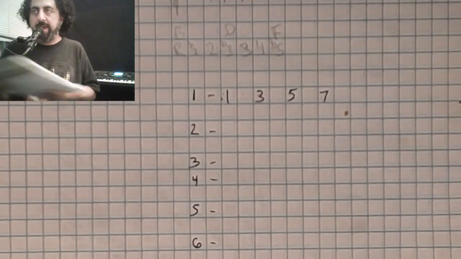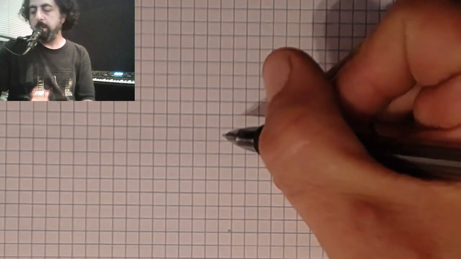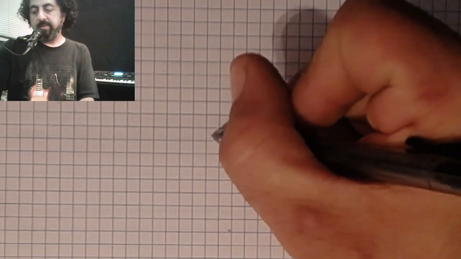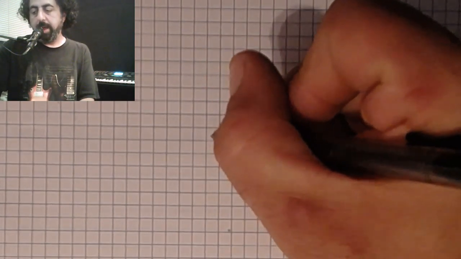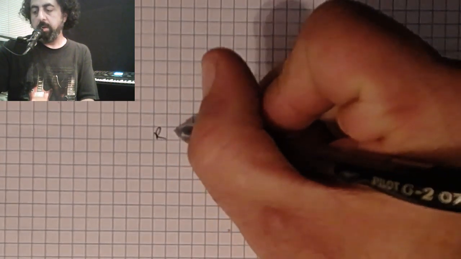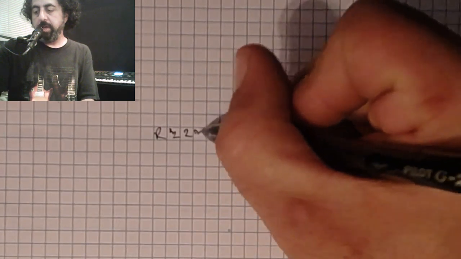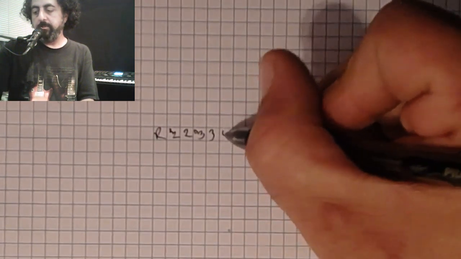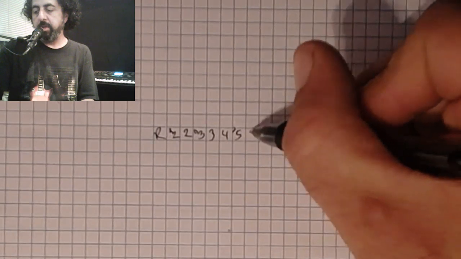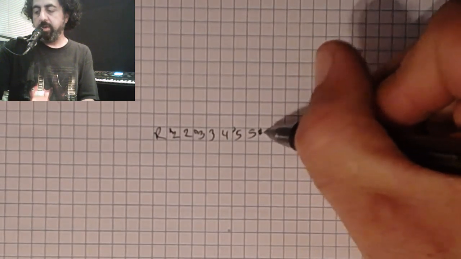Skip over to another pad here that has smaller squares. And I'll show you. So if we started with the 5th, we would have, let's see, root, 2, 2, flat 3, 3, 4, flat 5th, 5th, sharp 5th.